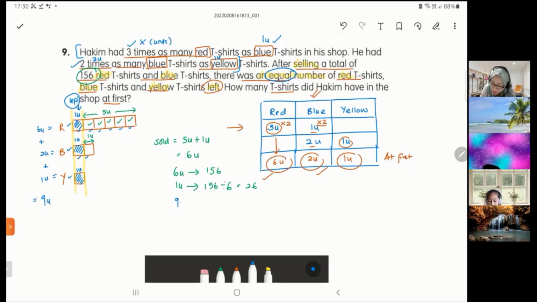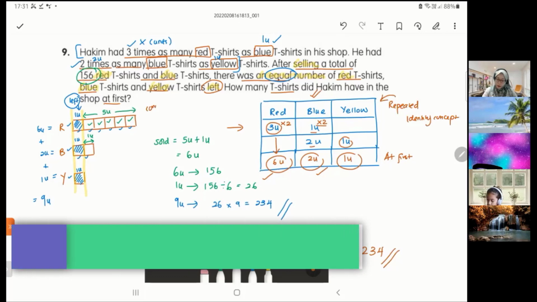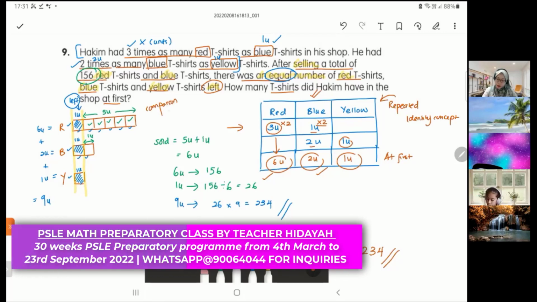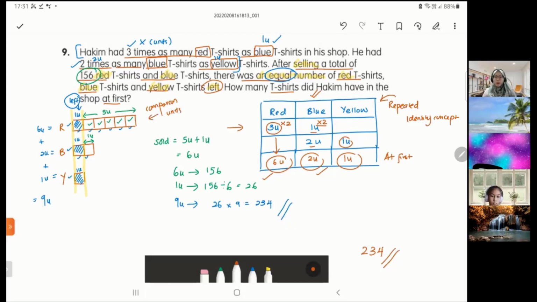I want to find 9 units. 26 times 9 will give me 234. This is my answer. So the answer is 2, 3, 4. Okay, what concept? I use the repeated identity concept, and the comparison units concept. Okay, now copy down.